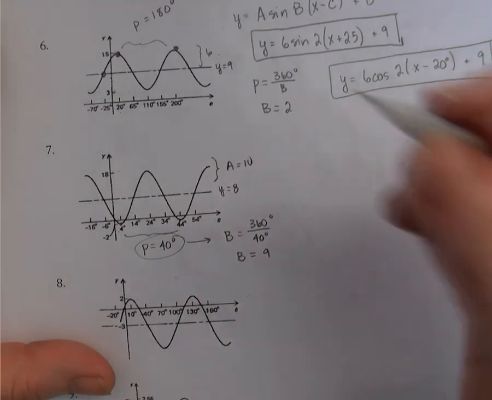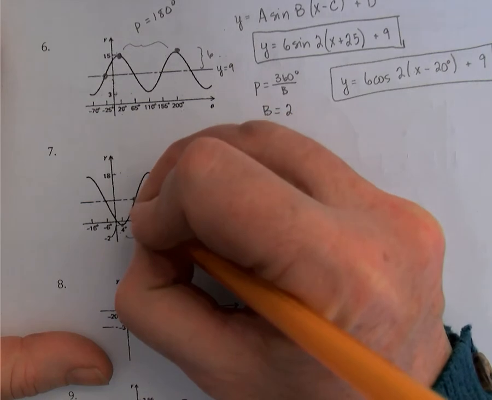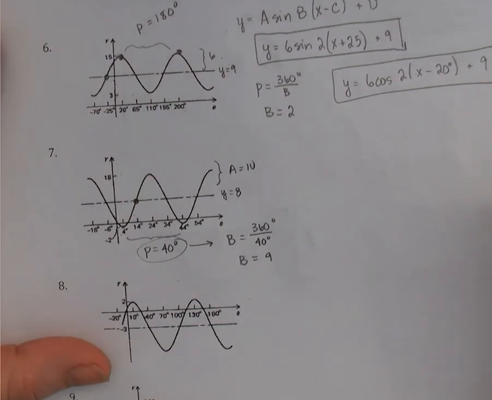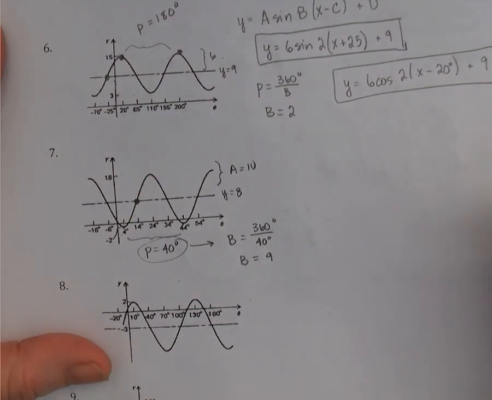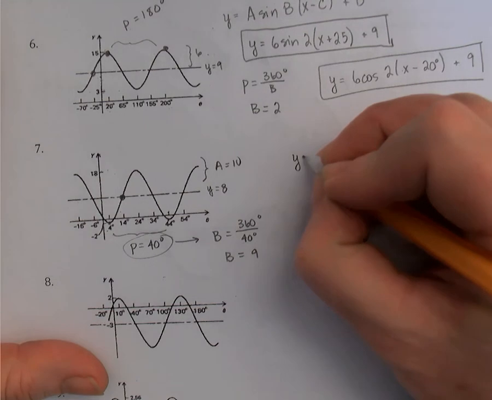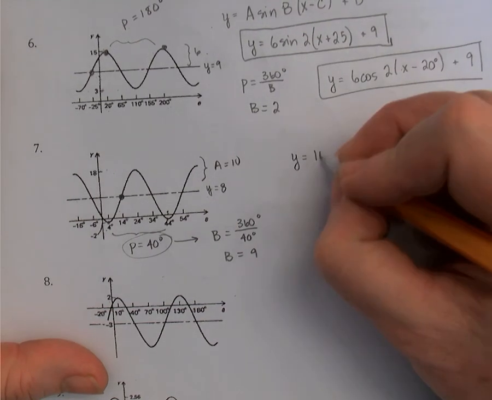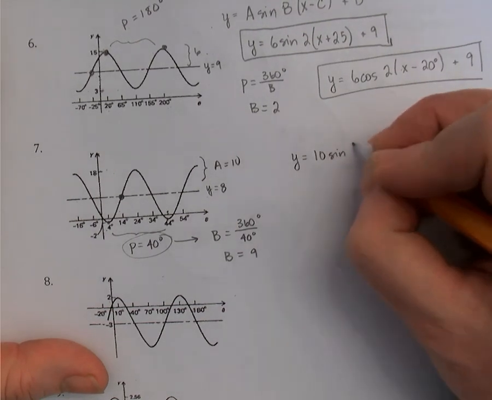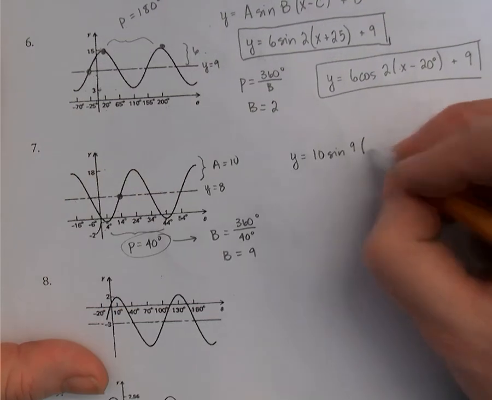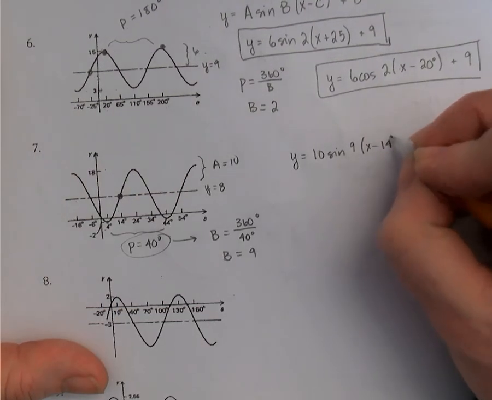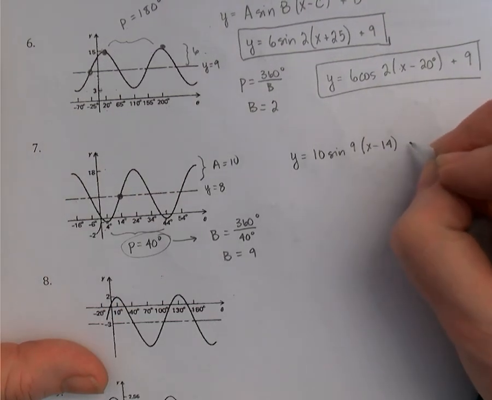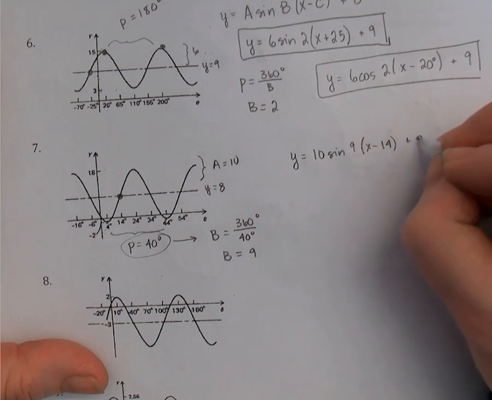And the other thing I know is that if this is sine, I'm going to be starting right here where sine goes up. So that looks like it's a shift 14 degrees to the right. So my equation then is going to be 10 times the sine. B is 9. I'm starting right here, so that's x minus 14. And then we're shifting this up 8.